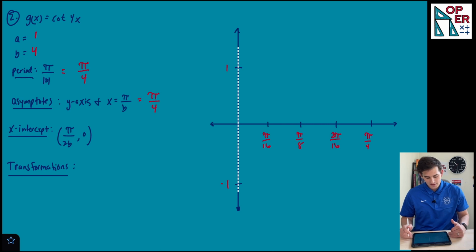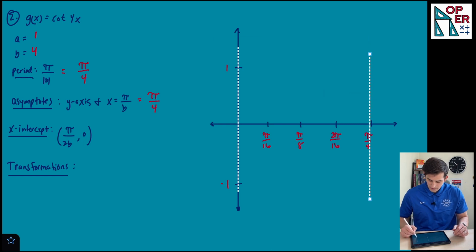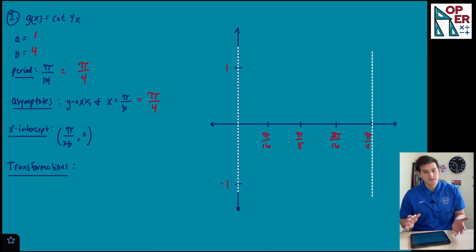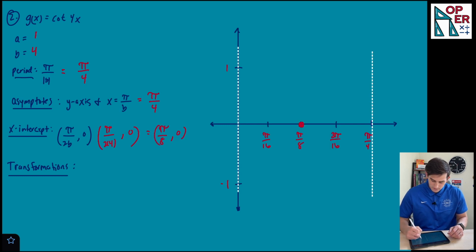And now let's look at our x-intercept. So x-intercept, let's add our other asymptote in here. So pi over 4. We'll line it up with that one if we can. All right, pretty good. Okay, so now x-intercept, pi over 2b, comma 0. So pi over 2b, well, b was 4, right? So pi over 2 times 4, comma 0, which would be pi over 8, comma 0. So pi over 8, comma 0.